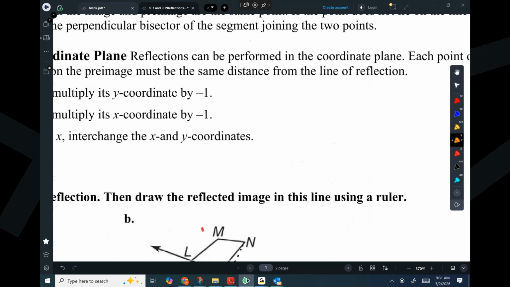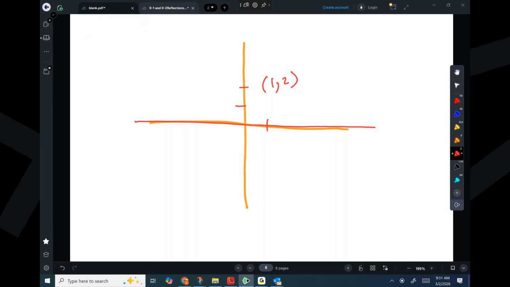Pretty easy. Now we're going to have to get to the more interesting stuff. Reflecting over lines. Let me just talk for a few minutes first. If I'm reflecting over the x-axis, and I have this point, whatever, (1, 2), and I'm going to reflect it, where would it go?